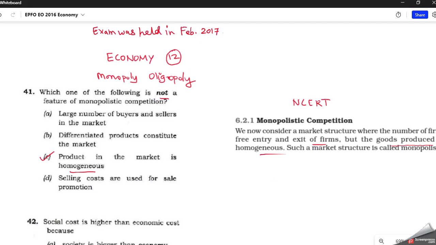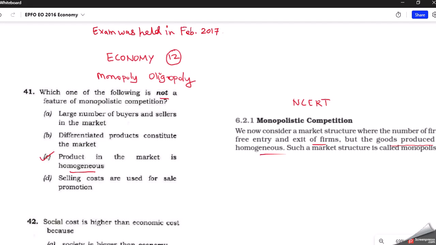Now, what is meant by monopolistic competition? Monopolistic competition occurs when an industry has many firms offering products that are similar but not identical. So let us take an example of the soap industry. We have soap of Lux or Patanjali or many other brands. The product is the same, that is soap, but they are not identical to each other. That is what is called monopolistic competition.